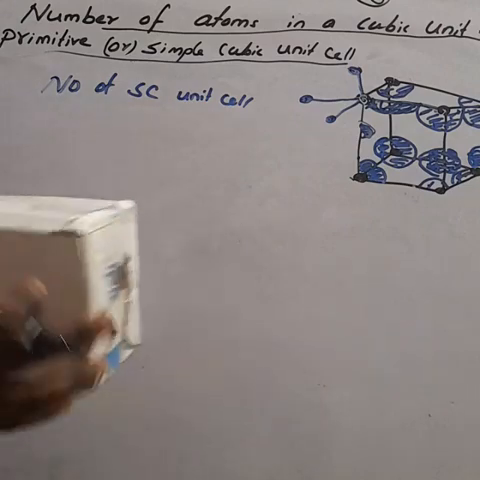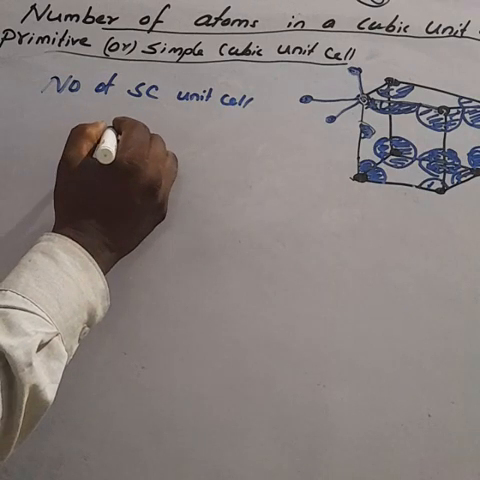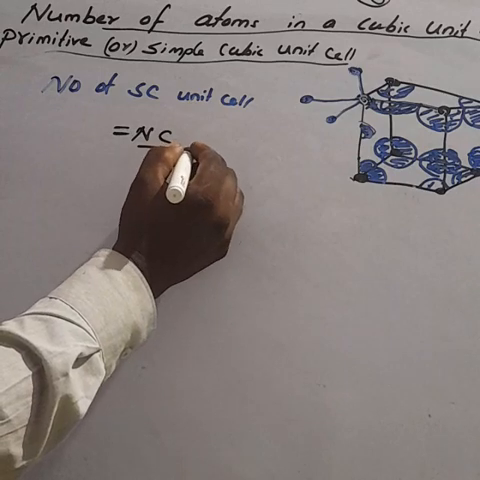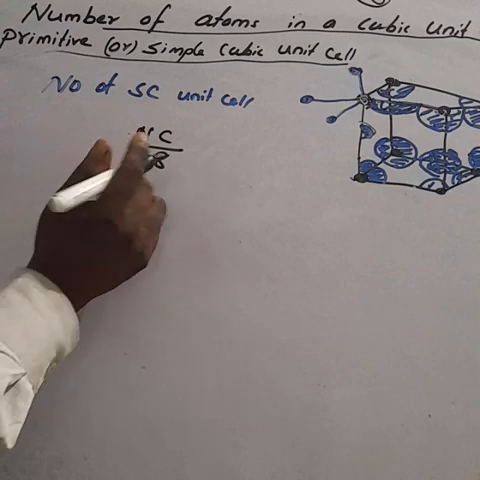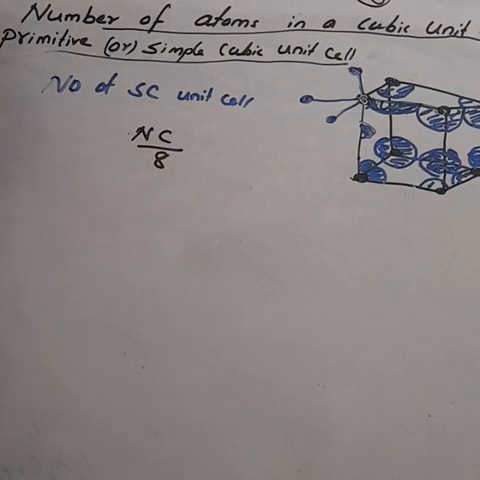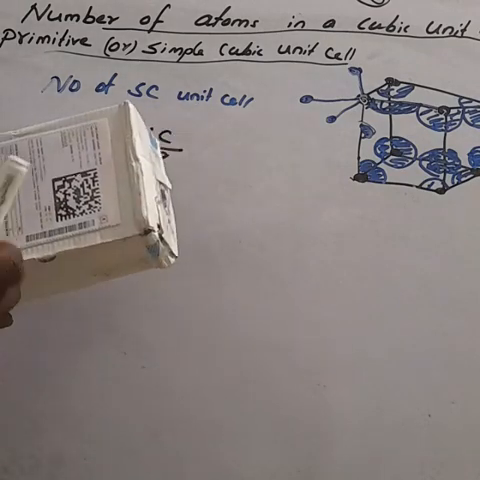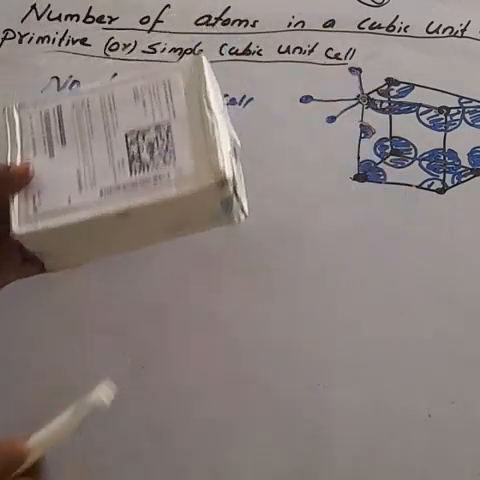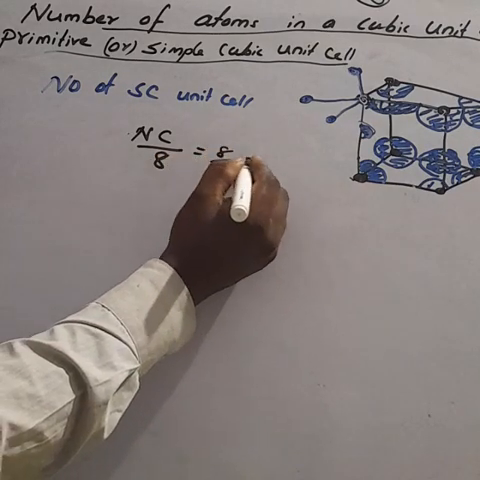We have one formula: the number of atoms in an SC unit cell is equal to NC divided by 8. This is the formula, NC divided by 8. What is NC? NC is the number of corners. How many corners does this unit cell have? 1, 2, 3, 4, 5, 6, 7, 8. So we get 8 by 8. What is the answer? 1 is the answer. Okay.